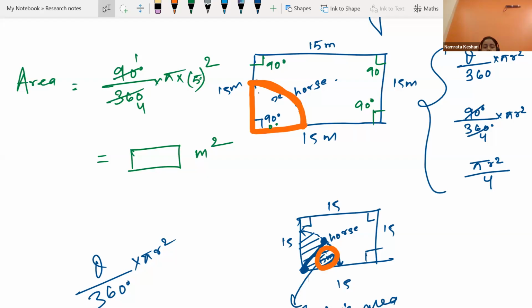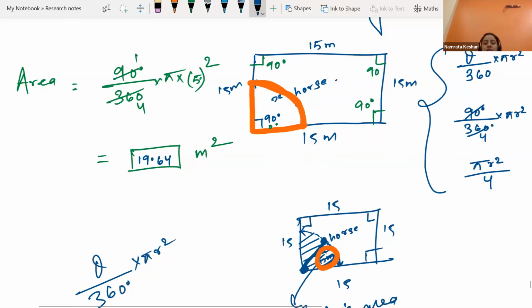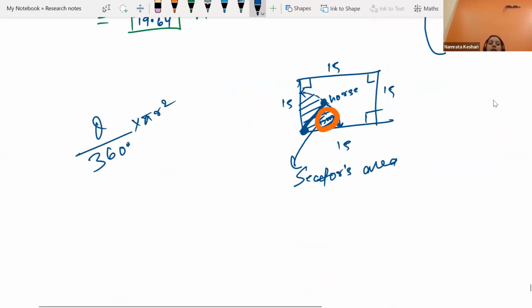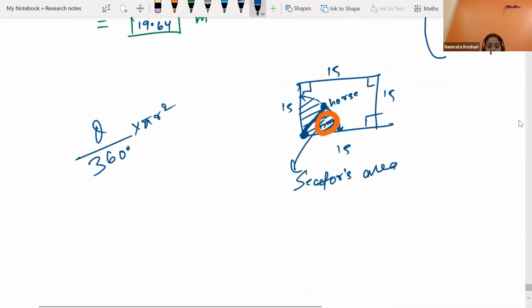Yes, I'm getting 19.64 meters square. Yes, everyone is getting the same 19.64. Ibad, Calvin, Aisha, are you getting the same? Yes, ma'am. Yes, Sumaya and Fazan, please check it. Is it 19.64? Meanwhile, I am writing the other part as well.